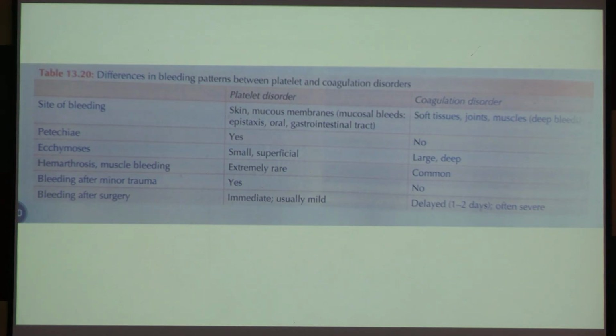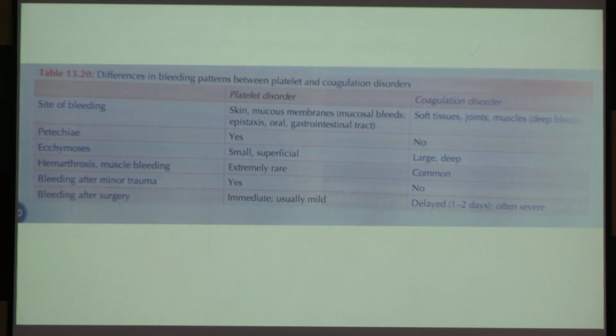Now, how to differentiate between platelet disorder and coagulation disorder? Basically, platelet disorder and coagulation disorder. In platelet disorder, the site of bleeding is skin and mucous membranes, but in coagulation disorders, the site is located more deep, that is soft tissue, joints, muscles.